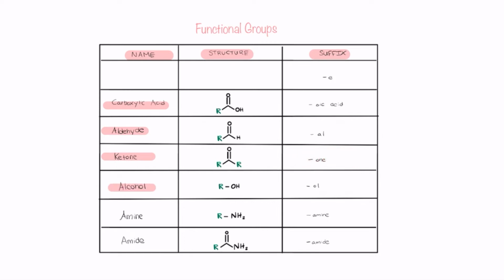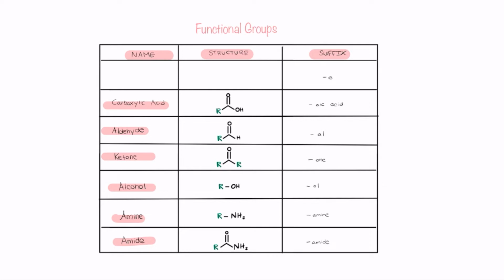Next, we have alcohol. So an alcohol is really easy to spot because it's just an OH group. And whenever a structure has an alcohol, it's going to have the suffix ol. Next, we have amines. And so an amine is just an NH2 group. An amine is really easy to memorize because its suffix is just going to be amine, just like its name. And finally, amides. And so the difference between an amine and an amide is that an amide has a carbonyl group in it. And so its suffix is also going to be the same as its name. It's going to be amide. So that's it for your functional groups.